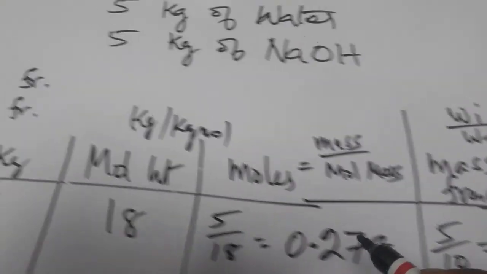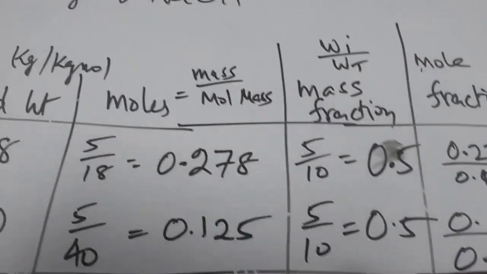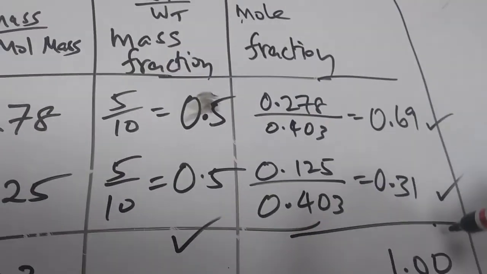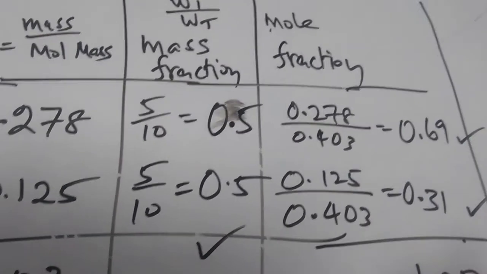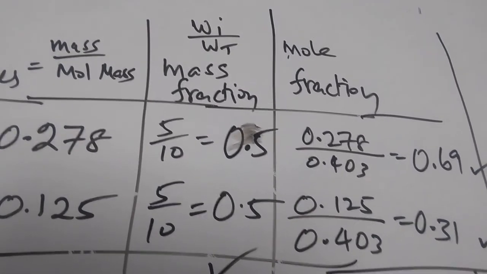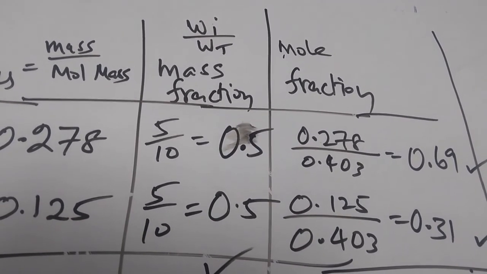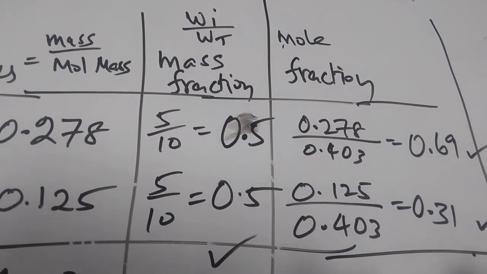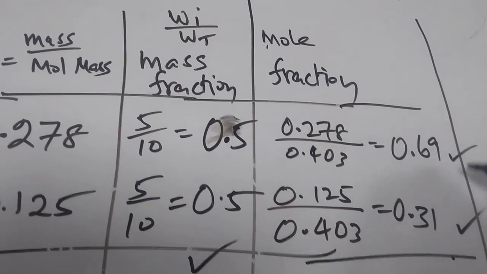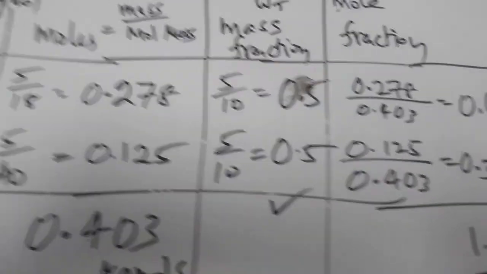So the question was to express it in mass fraction and mole fraction. Here we have expressed them in mass fraction. Here we have expressed them in mole fraction. Okay, you can again write the answer separately. The composition in terms of mass fraction and in terms of mole fraction, you can make a table and write it. Water, NaOH, mass fraction is 0.5, mole fraction is 0.69, 0.31. Okay, that is the final answer.